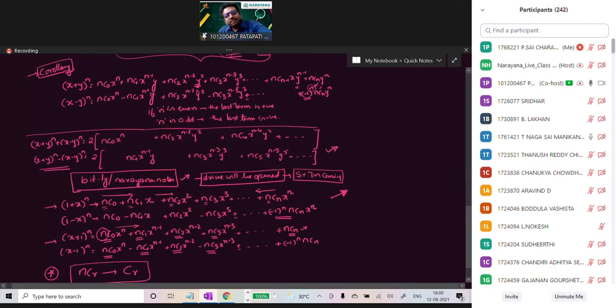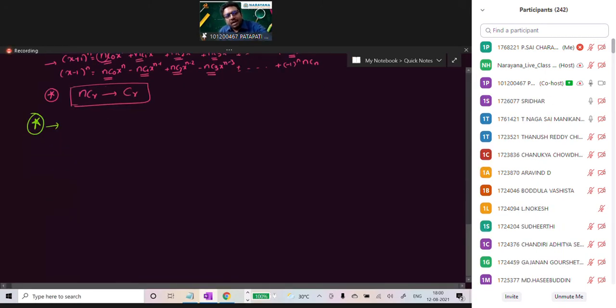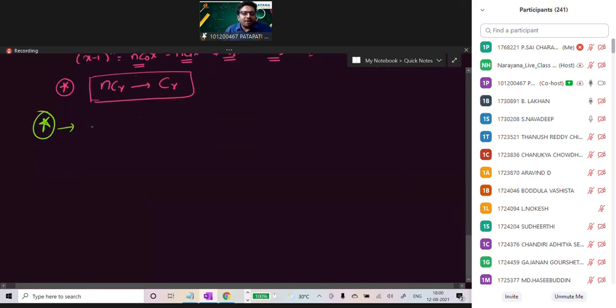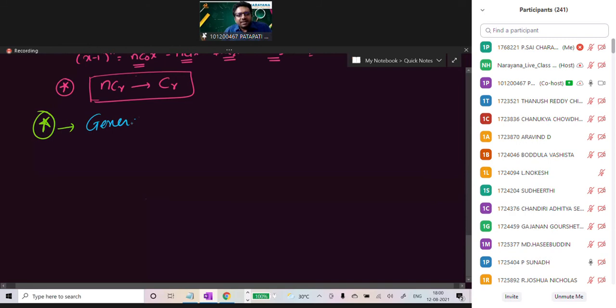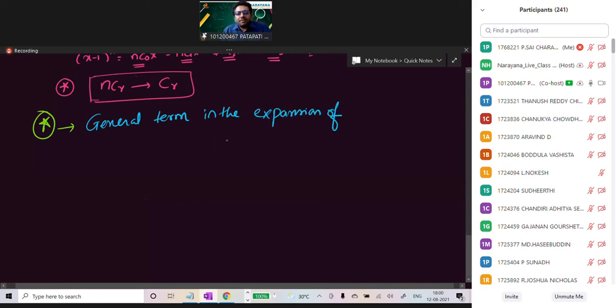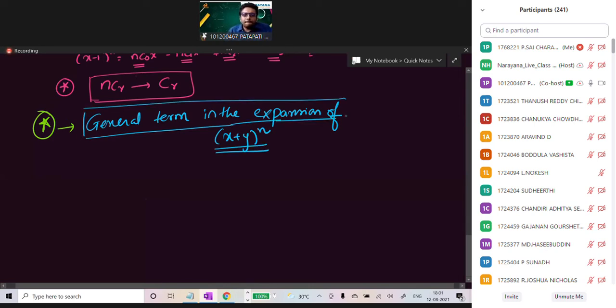So shall we go forward? Now comes the important formula, okay? The general term. Is this better? General term in the expansion of x plus y whole to the power n. This is the most important one. This is the easiest one and the most important one. What is the general term in the expansion of x plus y whole power n?